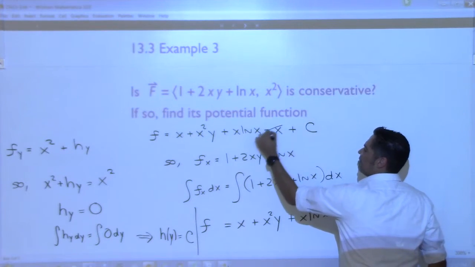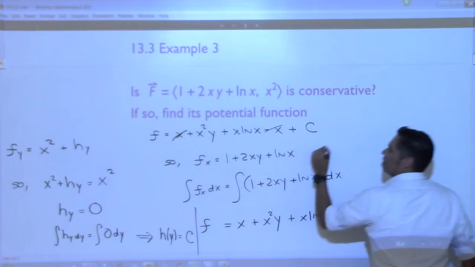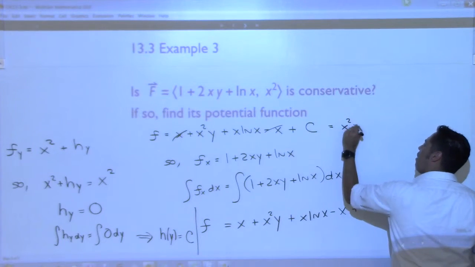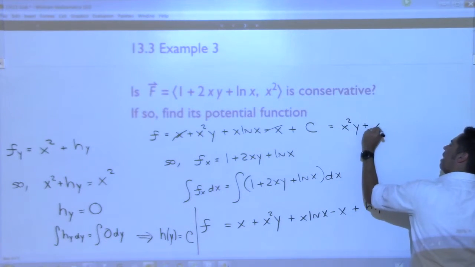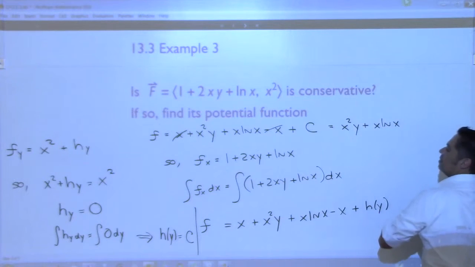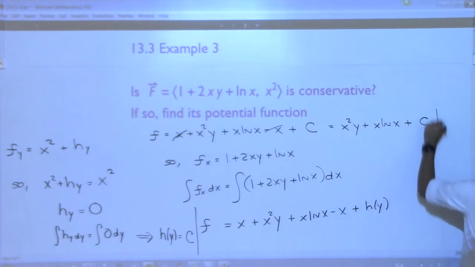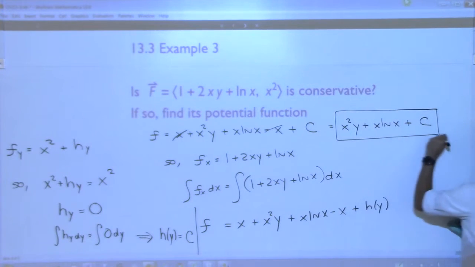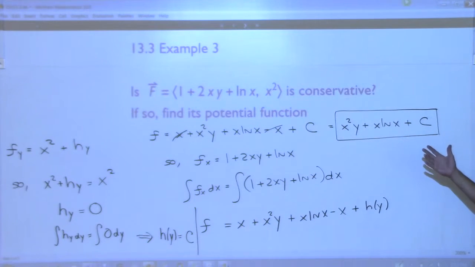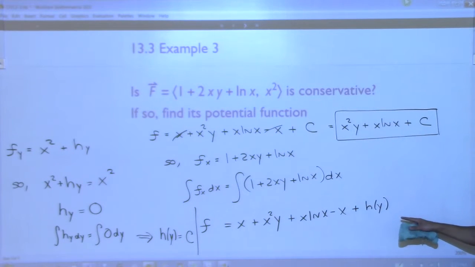And I just realized here that those x's cancel. So we get x squared y plus x natural log x plus a constant. Any constant we want, okay? So that we could use 0 and then it would be nice and clean, could we? Questions? Check that it's conservative. Since it is, go find its potential function using this thing called partial integration.